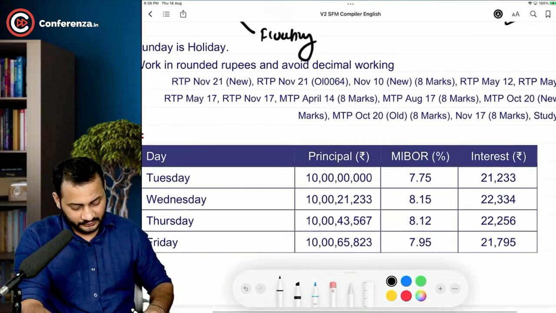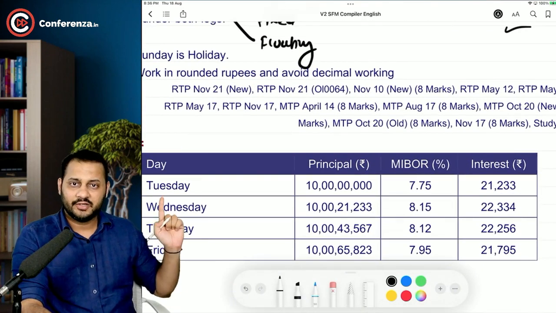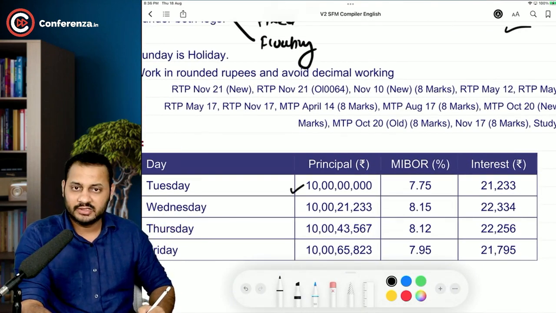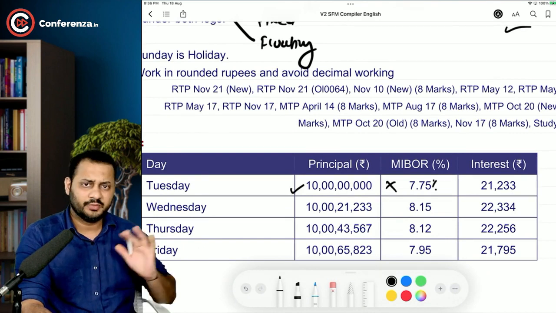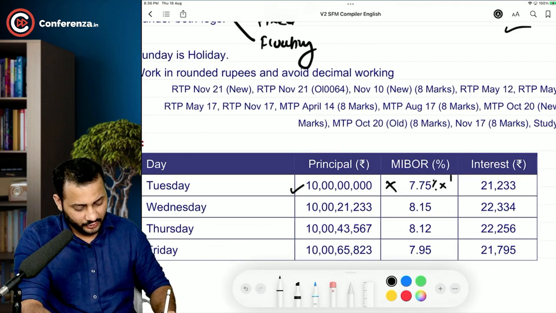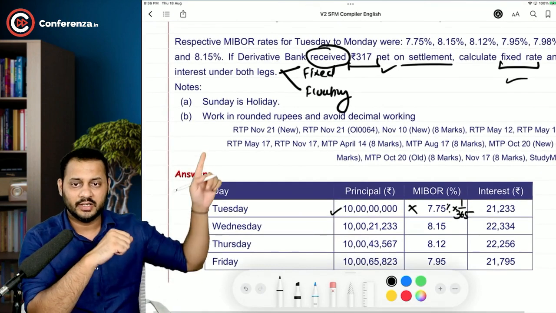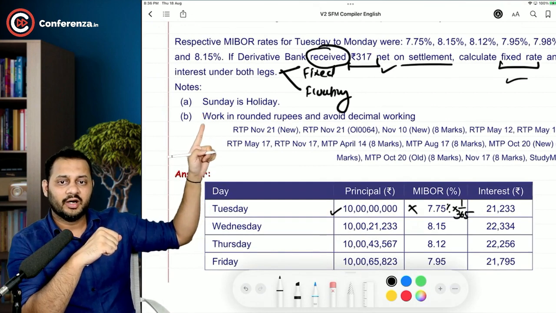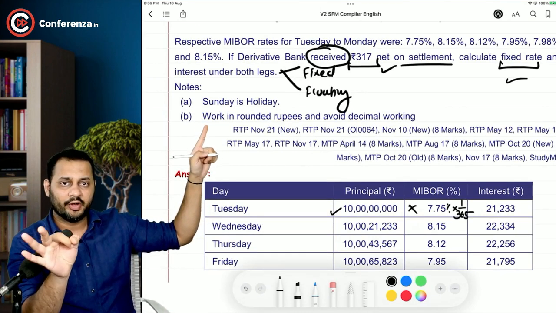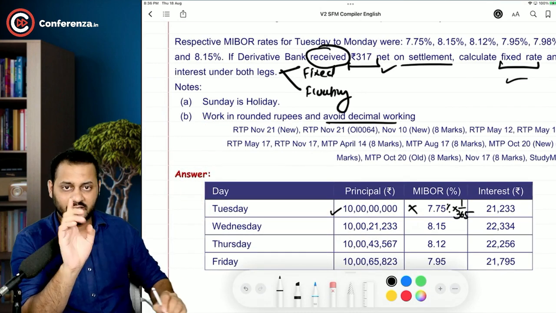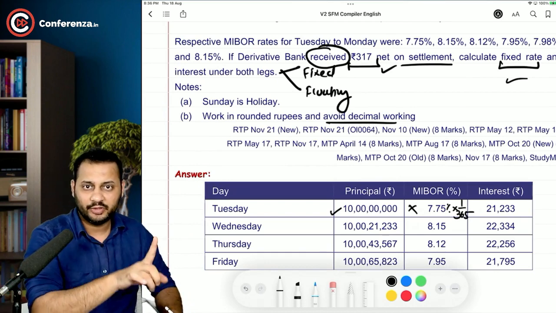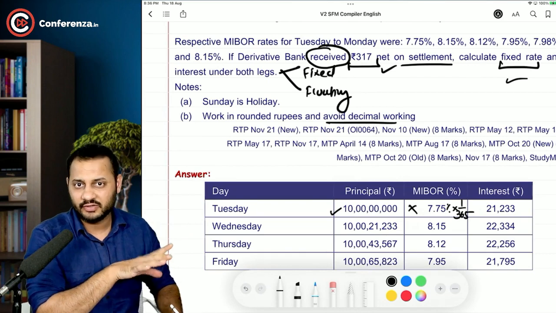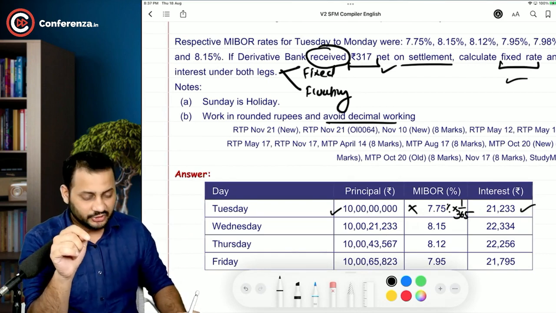Have a look. We have created a table. We'll start with Tuesday. 10 crore is the principal amount at 7.75%. Just multiply 7.75% into 1 divided by 365. Round it off to the nearest rupee. Sunday is a holiday. Work in rounded rupees and avoid decimal working, so don't write anything in decimal. Okay. So when you do the calculation, 10 crore into 7.75% divided by 365, that means for 1 day, you get this much of the amount.